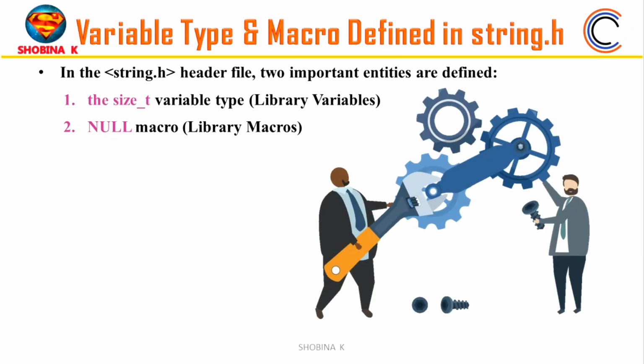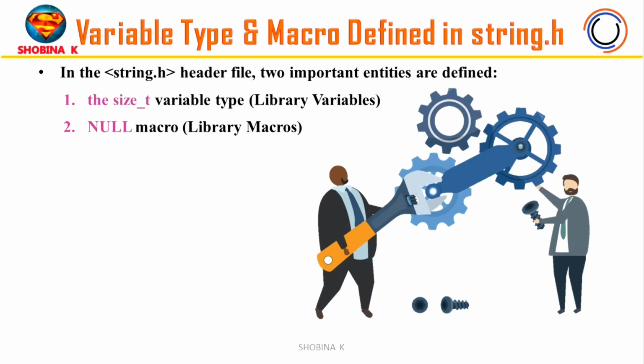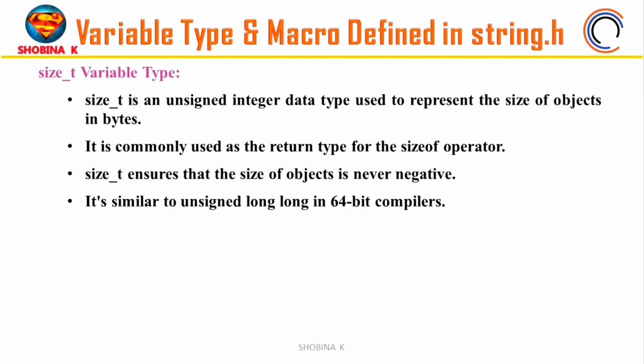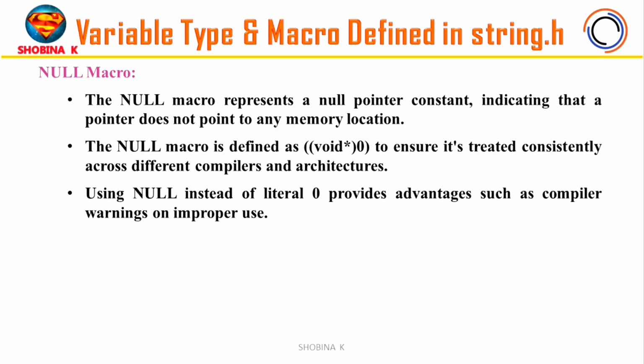In addition to functions, the string.h header file also defines a number of macros, and the two significant entities are size_t and NULL. The size_t variable type is an unsigned integer type which represents the size of an object in bytes, and it is also used as a return type for the sizeof operator. The NULL macro is used to represent a null pointer constant. A null pointer is a pointer that does not point to any valid object.